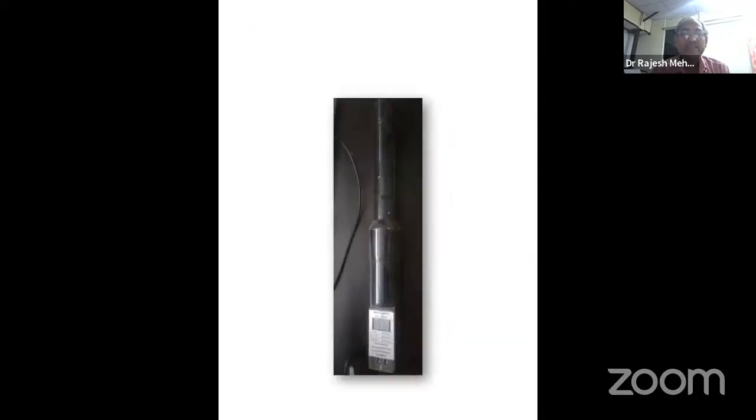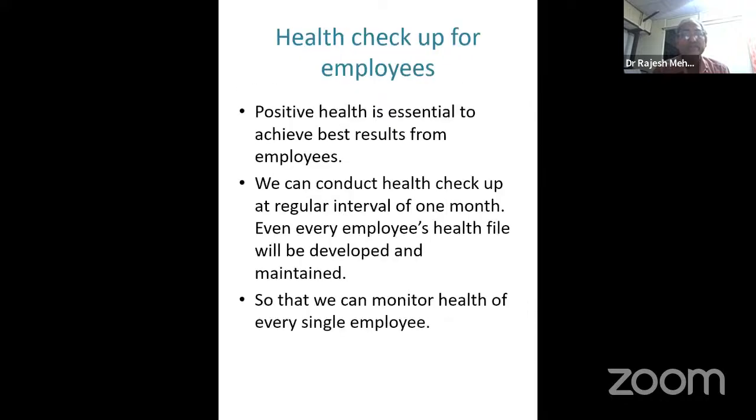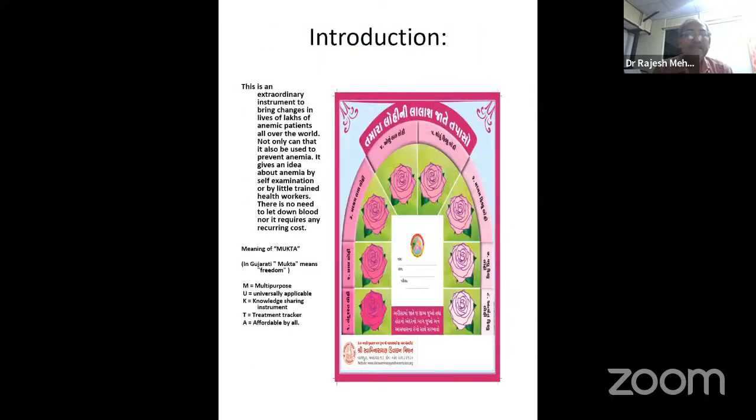This is a vitamin deficit detection machine. This is a kit you should be using. These are the 12 nutrients, based on the Schuessler scientist, which one is to be used when, as per the birth date also, and directly as per the problem also. Anyway, I end over here.